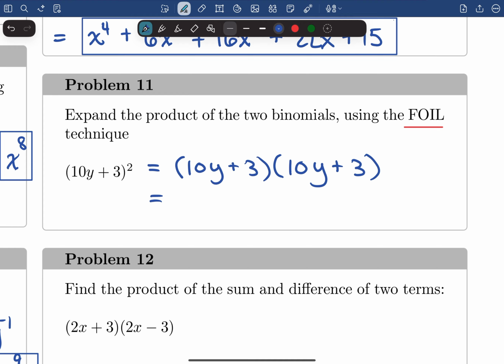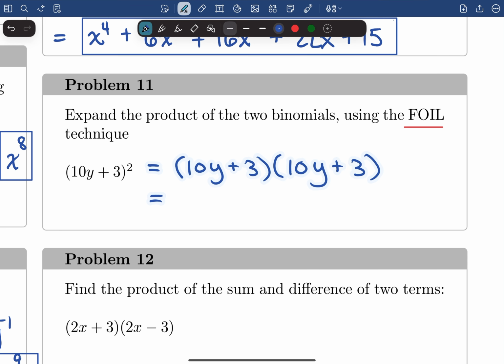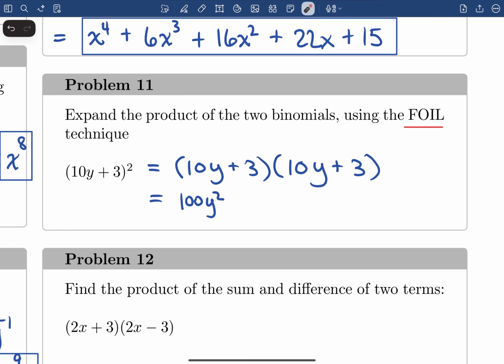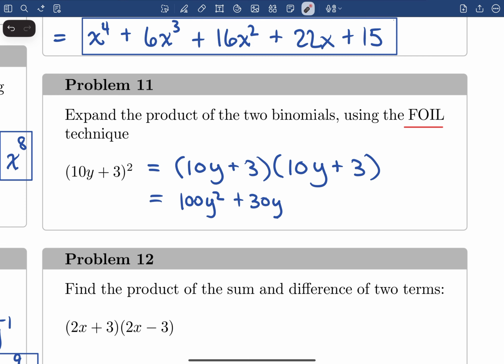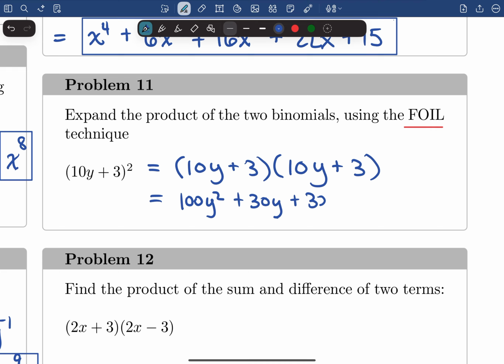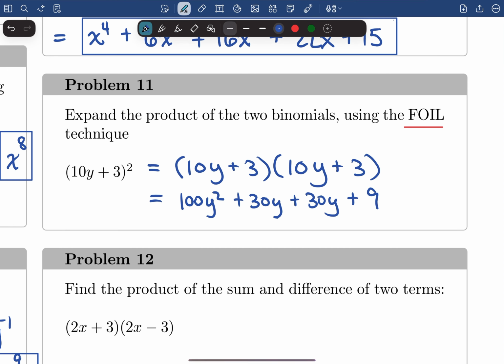Okay, so if I multiply the first terms together, that's 10y times 10y. Well, 10 times 10 is 100, and y times y is y squared. Now I'm going to multiply the outer terms together. 10y times 3, that gives me a positive 30y. All right, now the inner terms I'm going to multiply together. 3 times 10y, well, that's another positive 30y. And lastly, the last terms get multiplied together. 3 times 3, that gives me a positive 9.